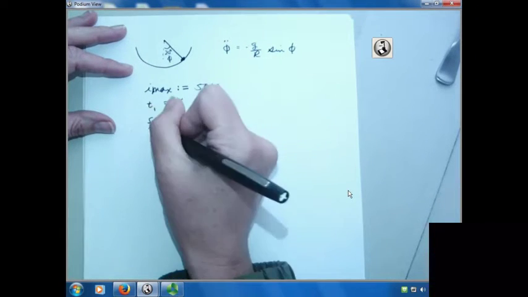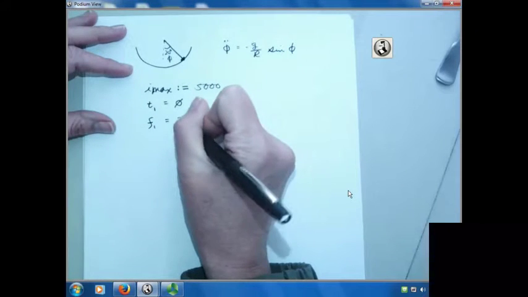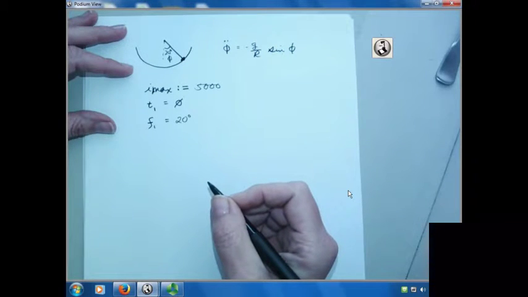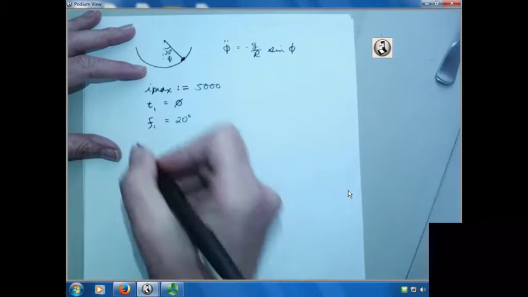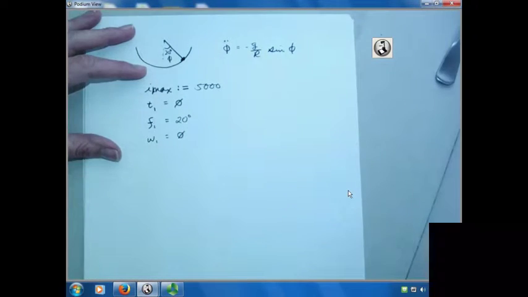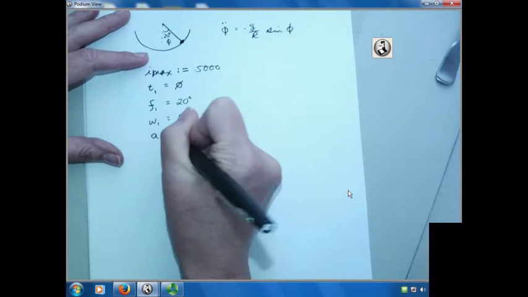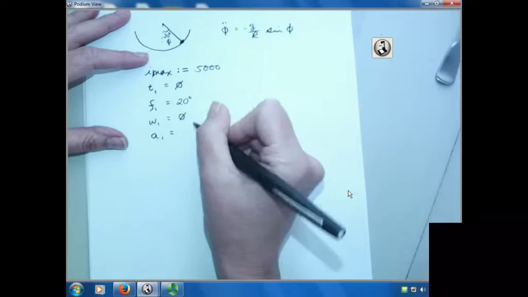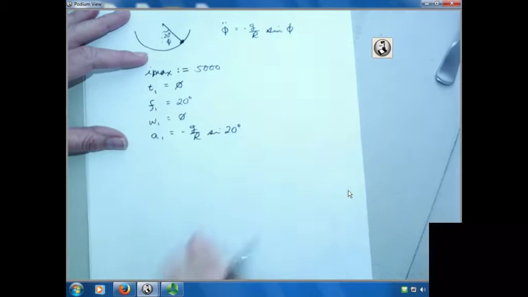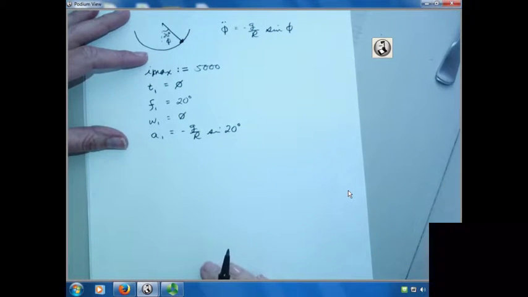But I did F, so I'm just going to say that initially the angle was, say, 20 degrees, or you can do radians, whatever. And instead of omega, because I didn't know you could do omega, I did W, because it's starting from an initial angular velocity of 0. And instead of alpha, I did A. And I knew that alpha was minus G over R times the sine of 20 degrees. You could have also written times the sine of F sub 1 there if you wanted to.